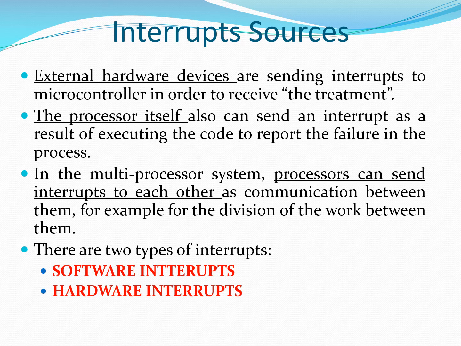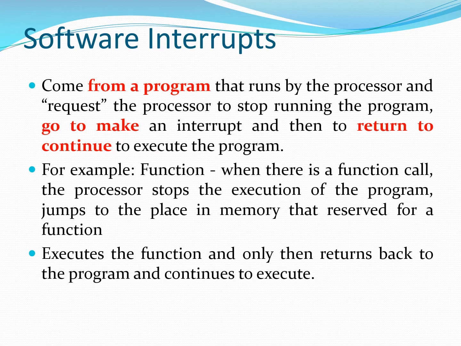There are two types of interrupt, which is software interrupts and hardware interrupts. A software interrupt comes from a program that is run by the processor and requests the processor to stop running the program, go to make an interrupt, and then return to continue to execute the program. For example, a function. When there is a function call, the processor stops the execution of the program and jumps to the place in memory that is reserved for a function.